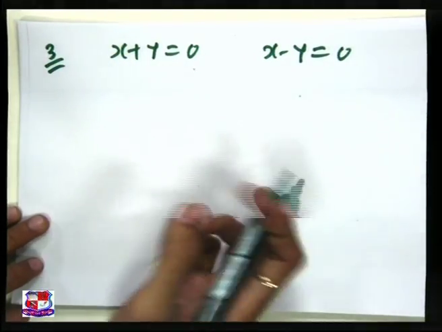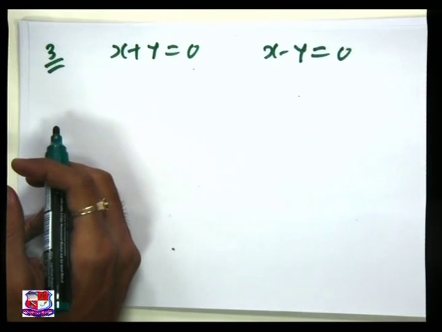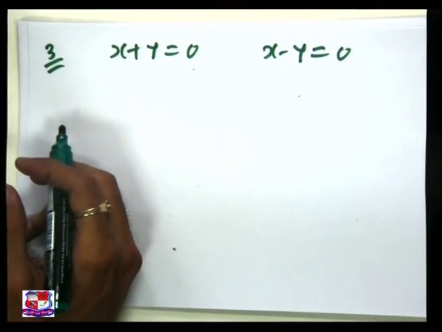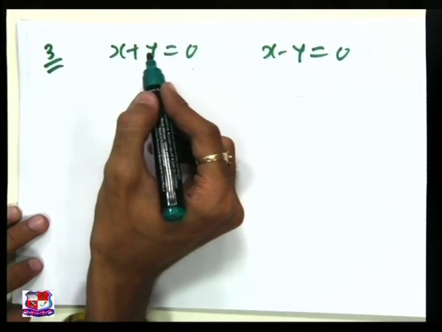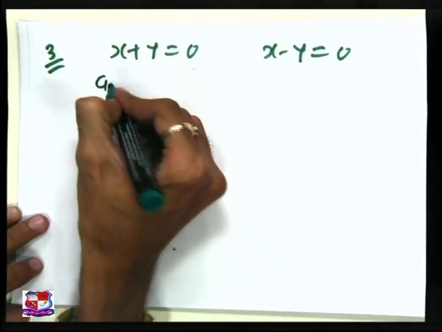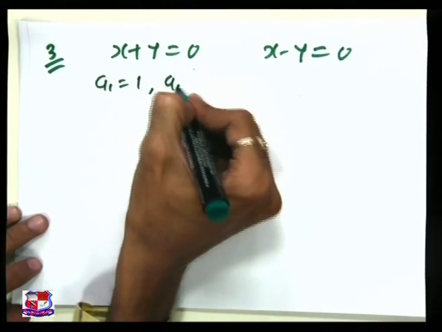As we discussed in the second question, the slope of the line is minus a by b. So if we find the slope of the first line, that is minus a by b, here a1 is equal to 1, a2 is equal to 1.